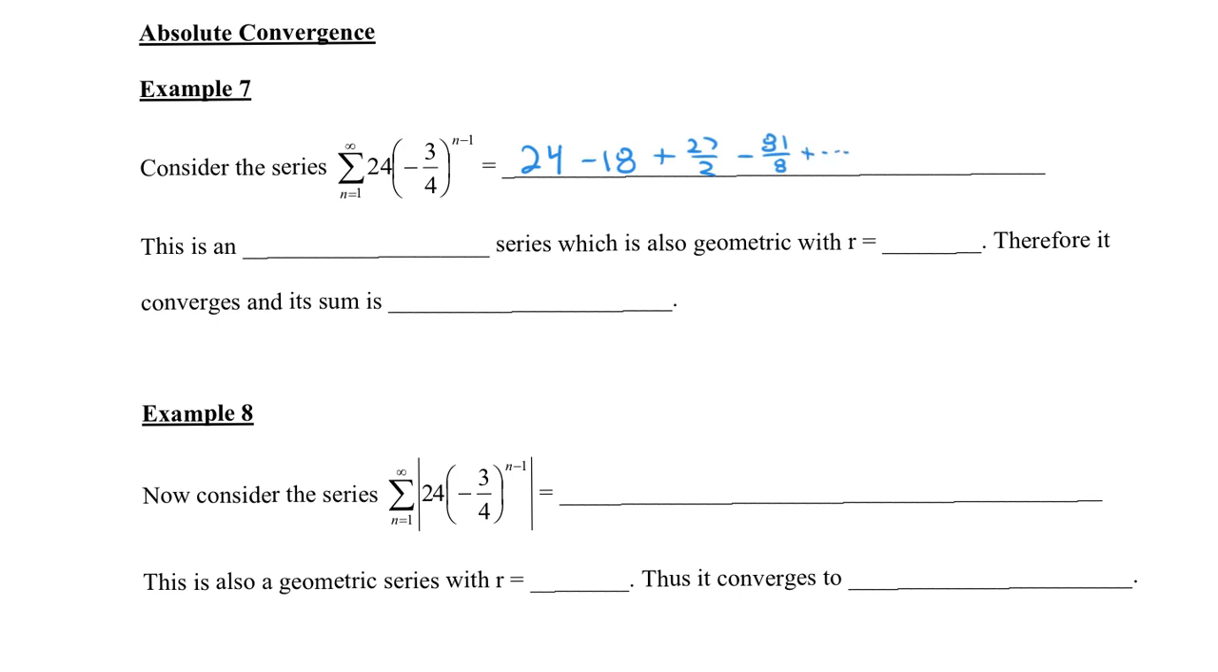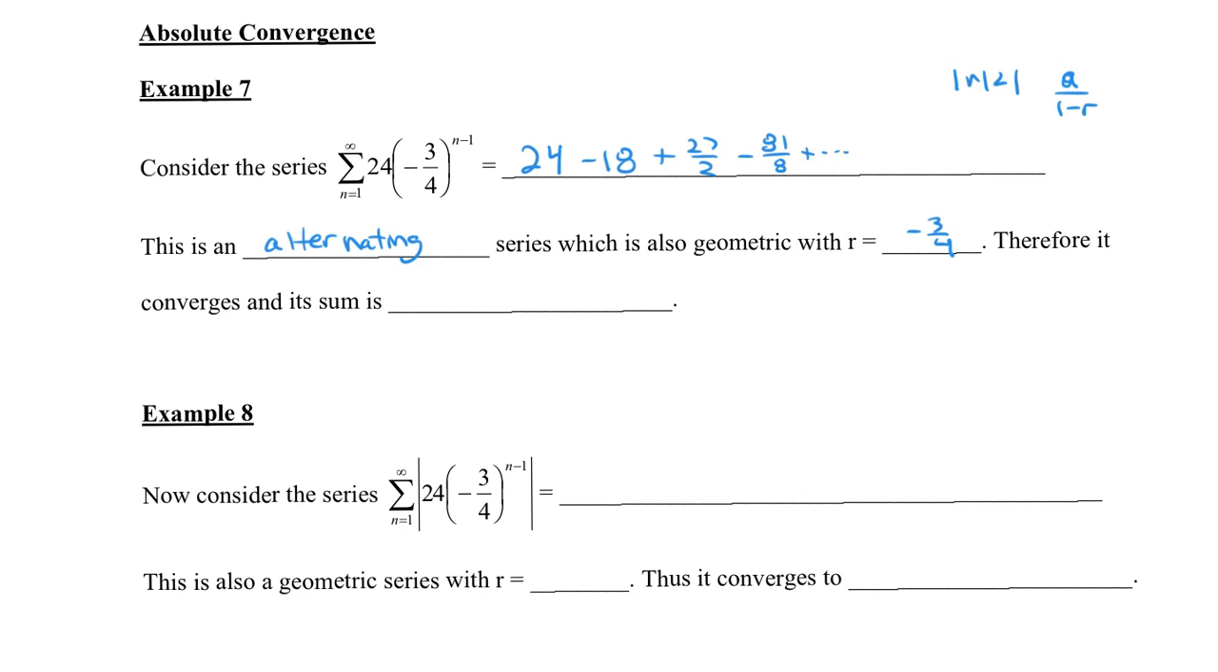Okay, so you can see by looking at the way it's set up, this is an alternating series, right? Because this right here is going to flip-flop between positive and negative. But it's also geometric. You can see right here, it's a geometric series, with r equal to negative 3/4. So remember, from geometric series, if the absolute value of r is less than 1, it converges, and it converges to a over 1 minus r. This is from section 11.2, where a is the first term of the series.